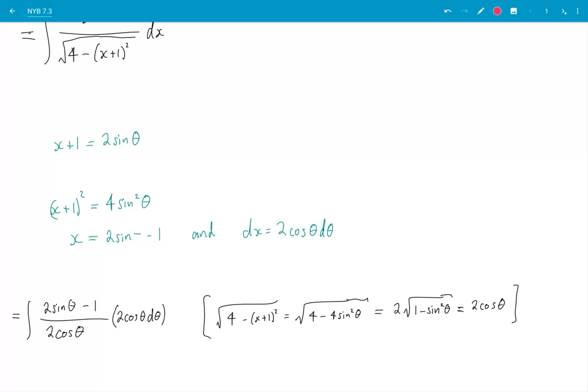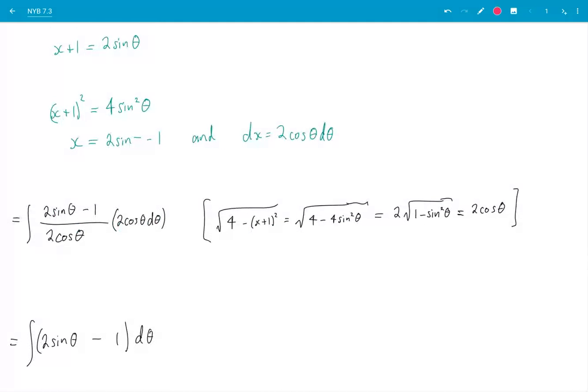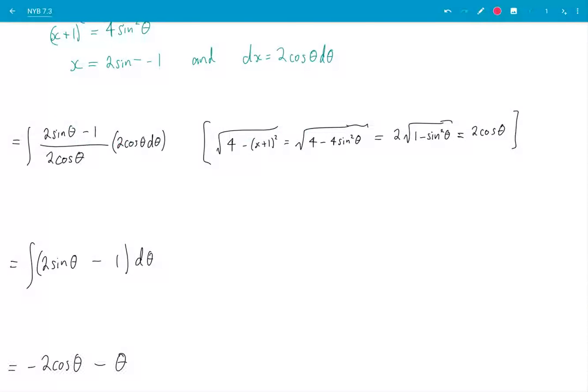A lot of trig sub has to do with making nasty square roots go away, and I accomplished that here. Now I still have some nastiness, but no square root, just trig nastiness. So it simplifies pretty nicely. Integrate term by term. And now I'll need a triangle.